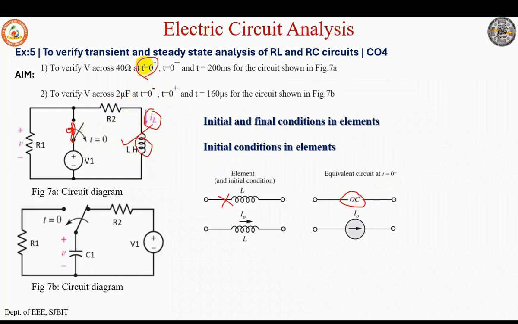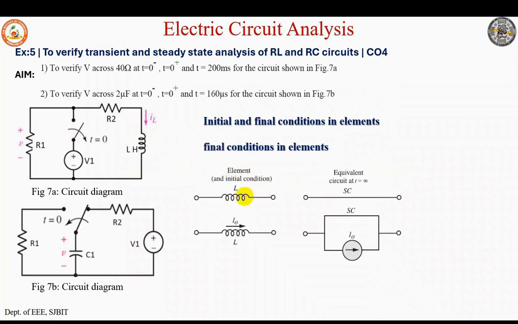If solving at t equal to 0 minus, we find there is some current, let us say we have 1 ampere, we represent that current as it is at t equal to 0 plus with the same orientation. That is, if the current is going down with 1 ampere, we represent that as 1 ampere. If the current is going up with 1 ampere, we represent it in that orientation at t equal to 0 plus. So these are initial conditions in elements for inductance.